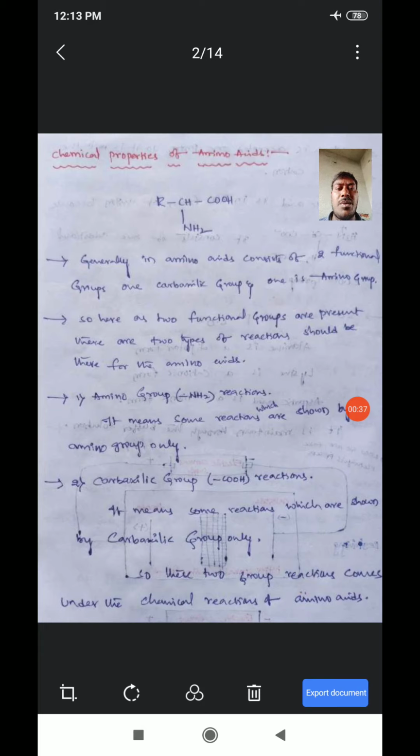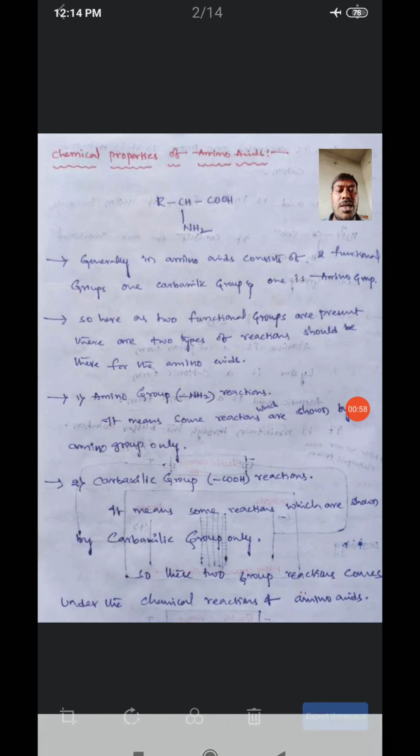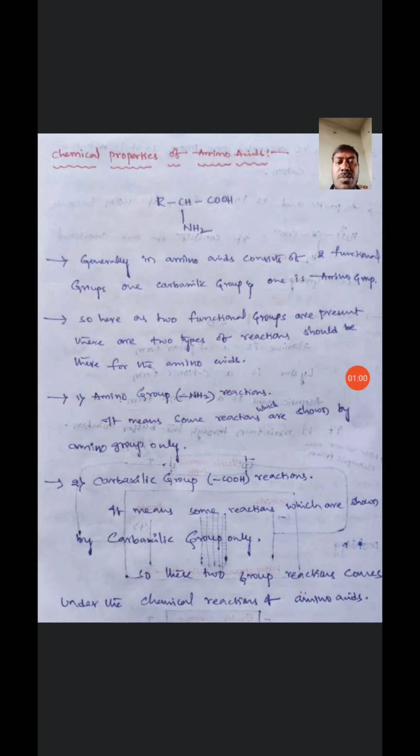Here are the chemical properties of amino acids. The general formula of amino acids is RCHNH2COOH. Amino acids contain two functional groups: the carboxylic group COOH and the amino group NH2.